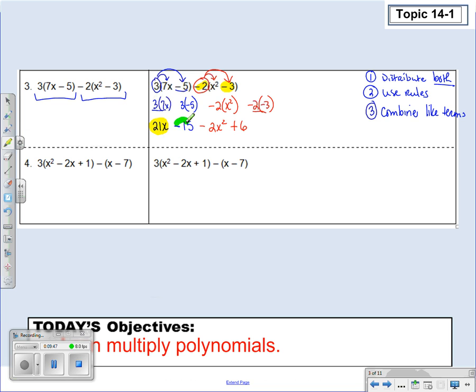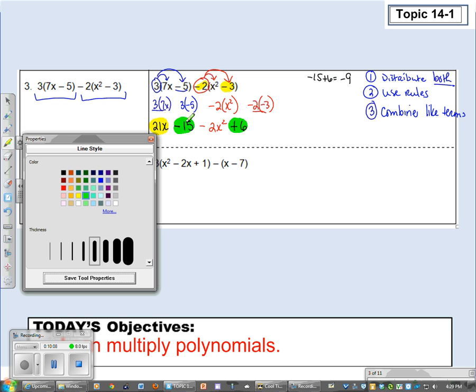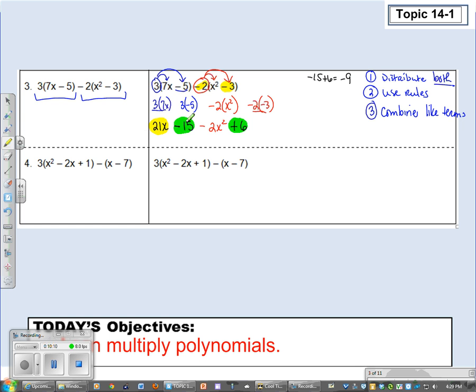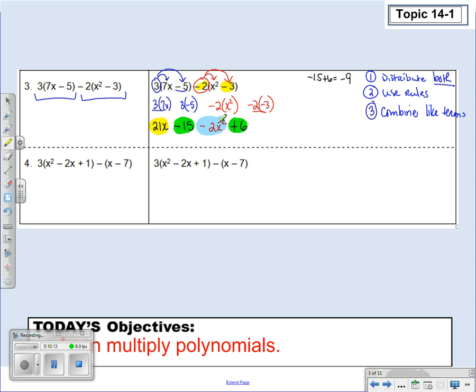Next, I'll see, do I have any constants? That has no variables. It's a negative 15 and a positive 6. Sure enough, those two can combine. So I'm going to just do negative 15 plus 6. That gives us a negative 9. Last, I'll look to see anything that can combine with the negative 2x squared. There are no other x squared, so it is going to stay the same. So when we combine these two, we got a negative 9.